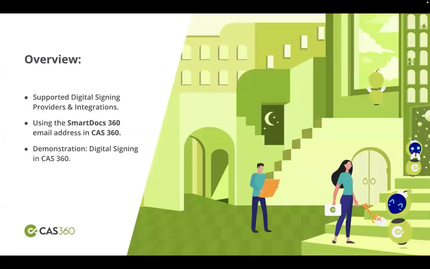Another brief overview of what we will be covering today. We'll be going through our supported digital signing providers. We'll be going through a demonstration, using the SmartDocs email address in CAS 360 for documents signed using a wet signature. And we'll also be going through another demonstration of the digital signing workflow and what that will look like from your client's perspective.